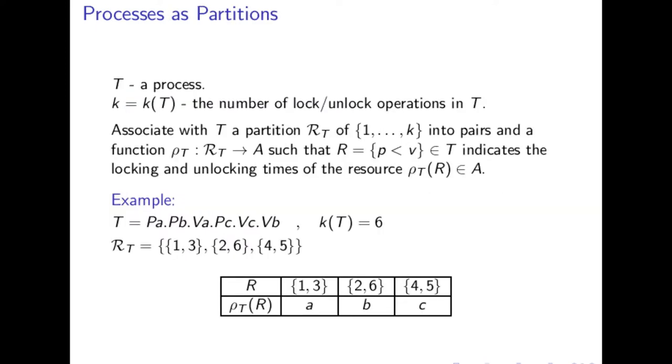Now, to make things formal, we'll encode the processes as partitions. I'll just skip this formal definition. Suppose that we have a process, so PA, PB, VA, and so on. Then we look at the points in time when we access and release a certain resource. So for example, A is accessed at point 1 and released at point 3, and so on for B and for C, 2 and 6, and 4 and 5. We think of T as a partition into pairs, and for each of these pairs we indicate which resource we used.